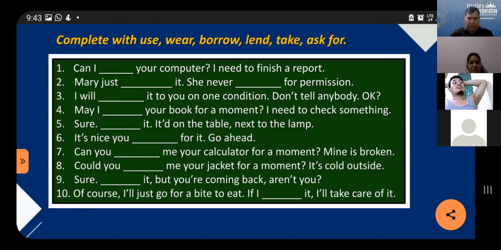I need to check something. ¿Podría llevarme su libro por un momento? Sure. Take it. It's on the table next to the lamp. It's nice you.